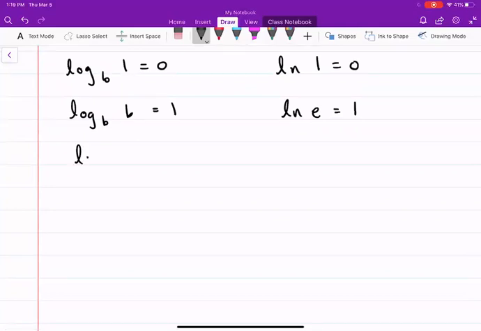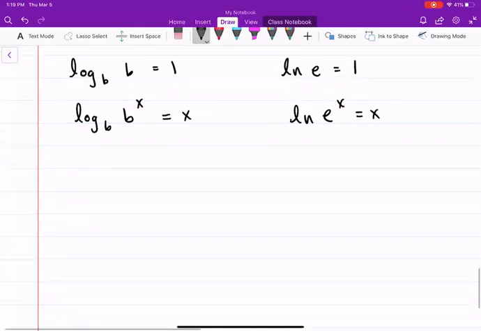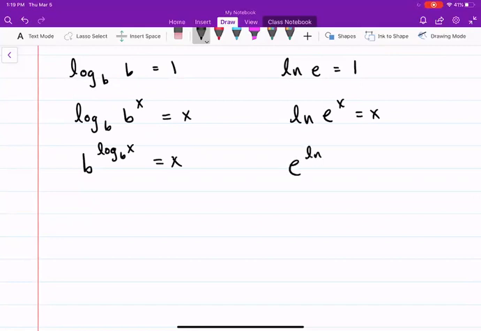We said that the log base b of b raised to the x power would equal x. Well, the natural log of e raised to the x will also be x. And we said that b raised to the log base b of x would equal x. Well, e raised to the ln, or natural log of x, is also equal to x.